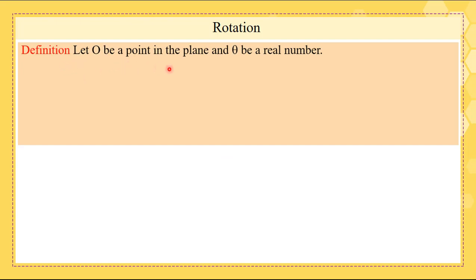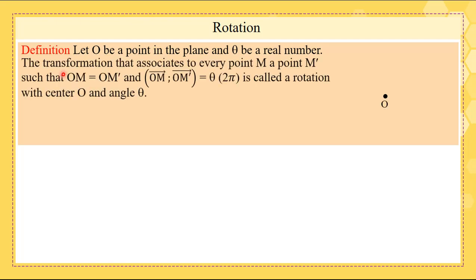Let O be a point in the plane and theta be a real number. The transformation that associates to every point M a point M prime such that OM equal to OM prime and the angle between OM vector and OM prime vector equal to theta modulo 2 pi is called a rotation with center O and angle theta.